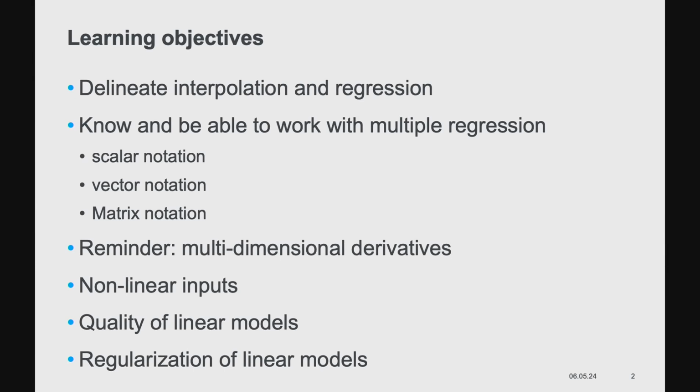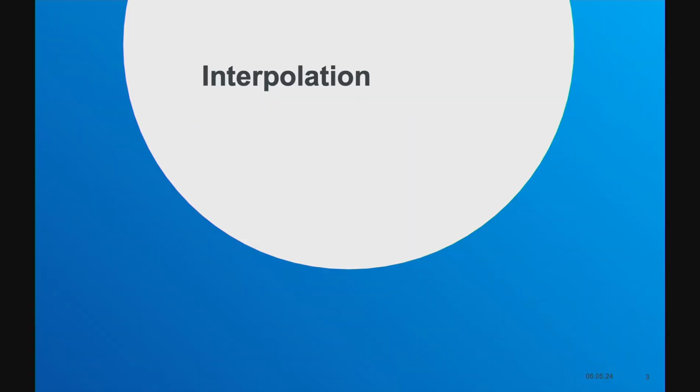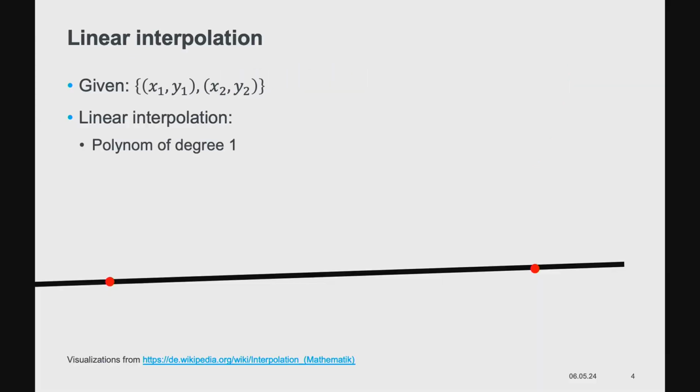So, and then of course we have to look at the quality of these models and how we fight overfitting. First, before we do linear regression, let's start with another approach which is older, which is interpolation. What is the problem with interpolation?